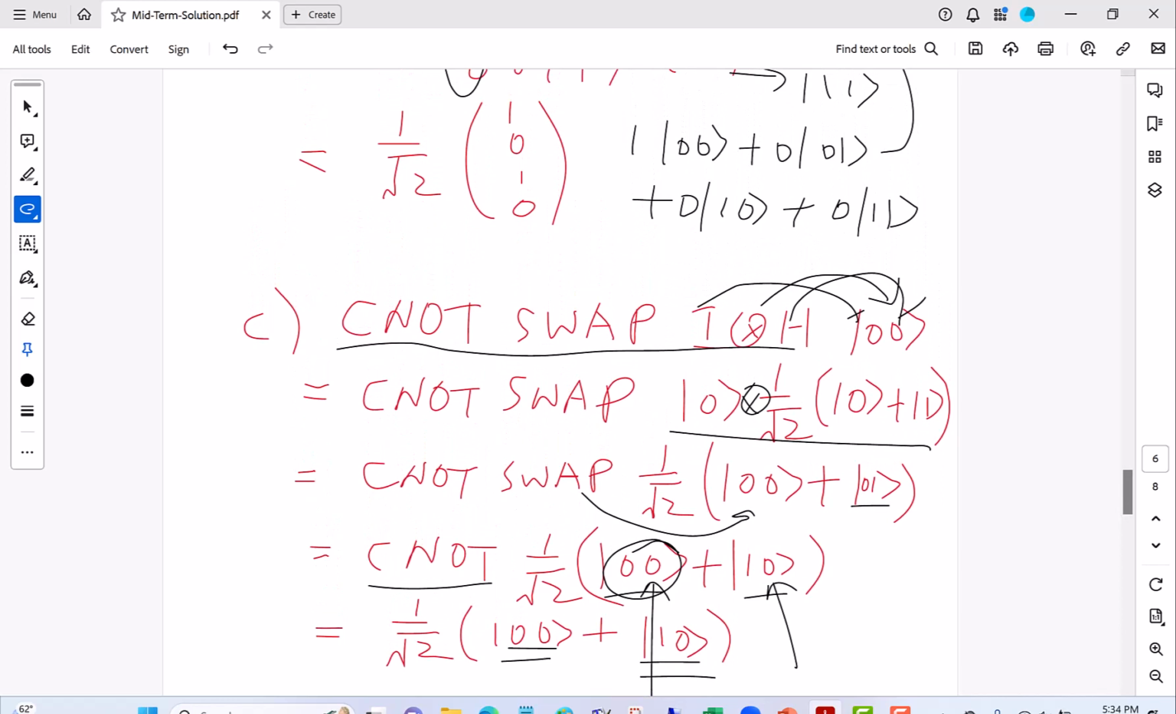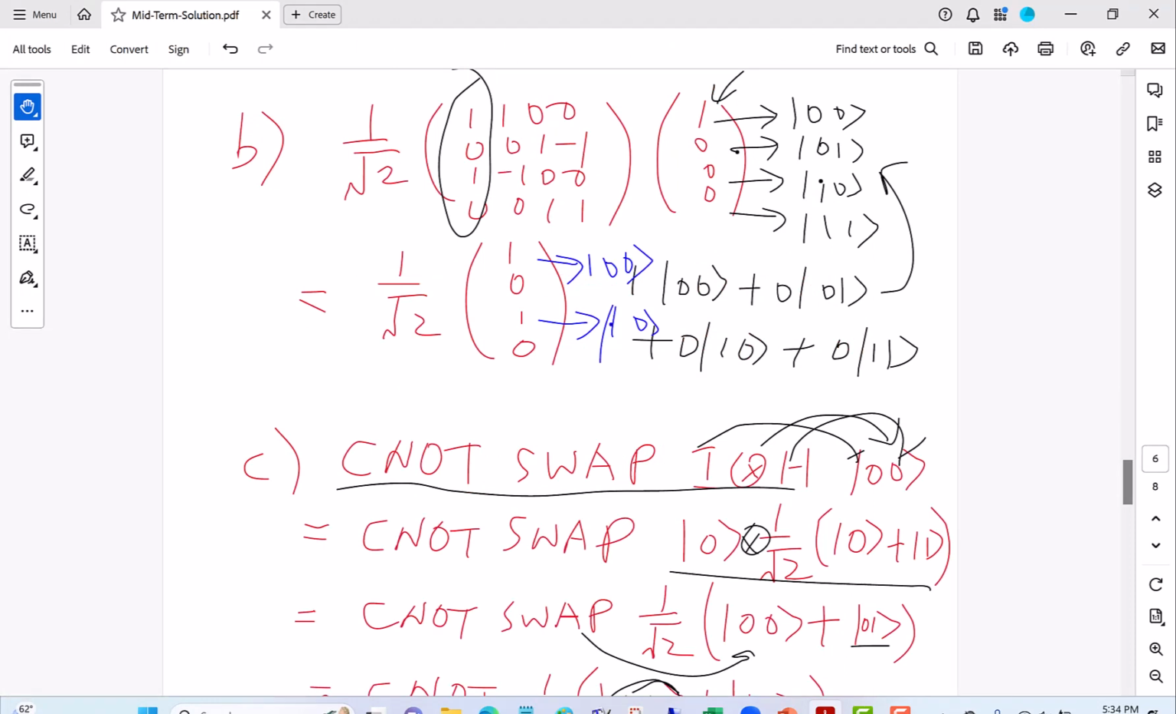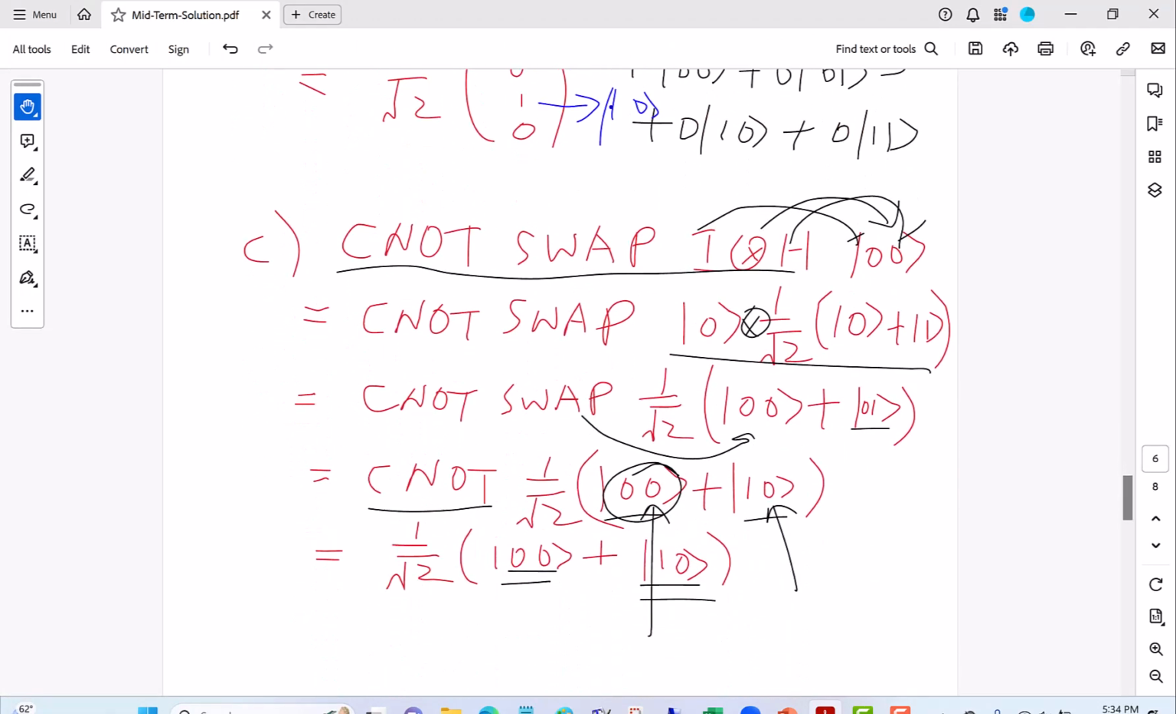Now you check against what you did for the matrix multiplication. Again, this is 0, 0. This is 1, 0. Right? So it is correct. The same, right?